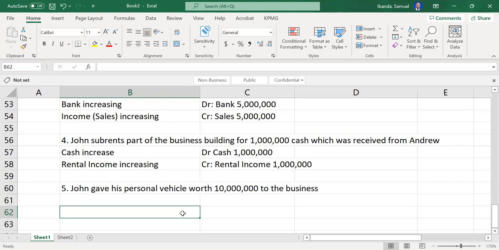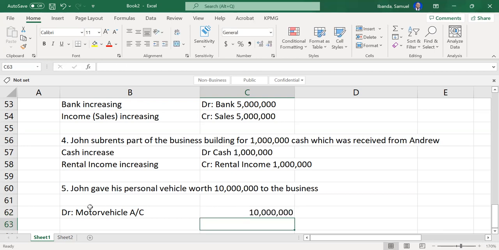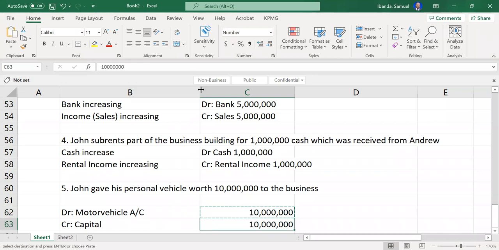So what this means is we will go on to debit our motor vehicle, because the motor vehicle account for the business is increasing. So we shall debit motor vehicle account with 10 million. And we shall credit capital with the same amount.